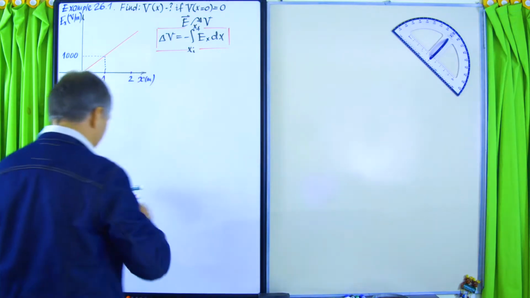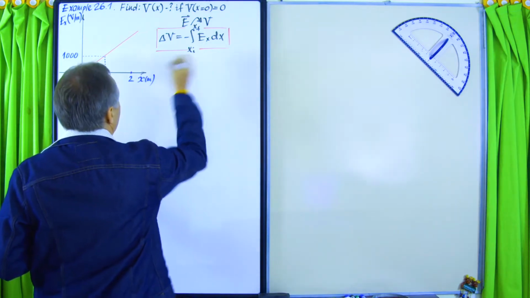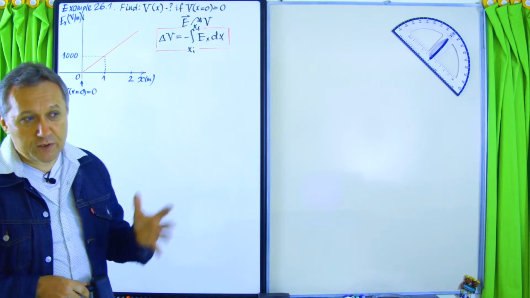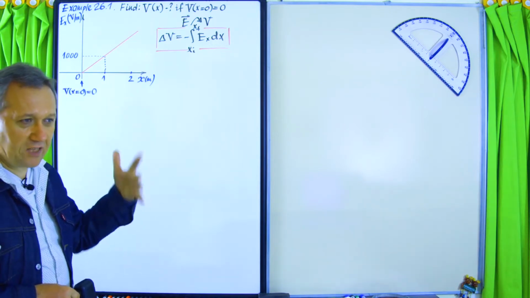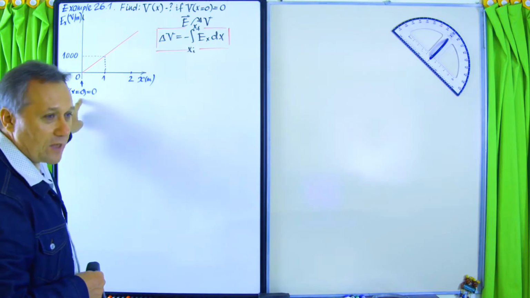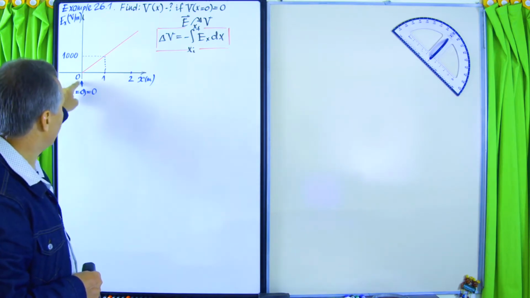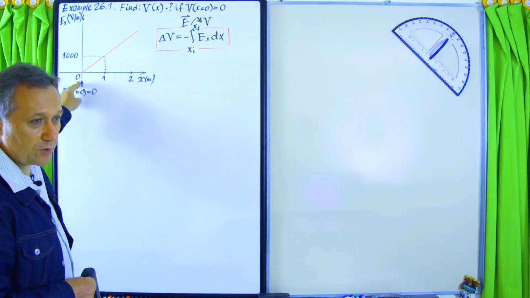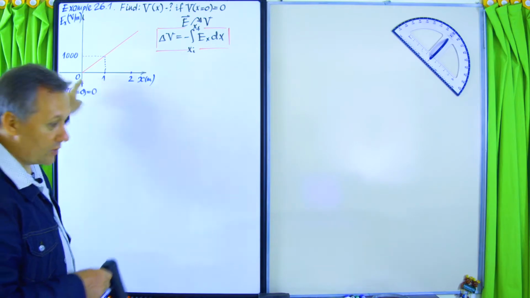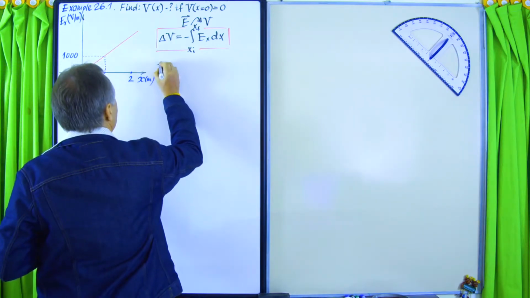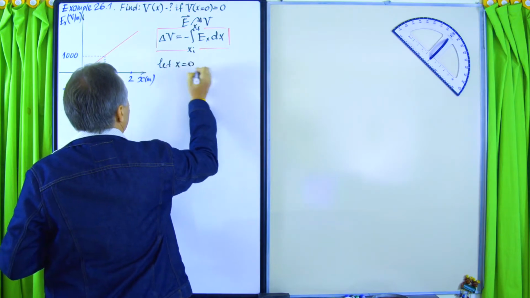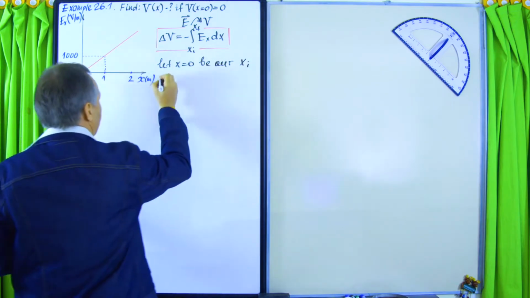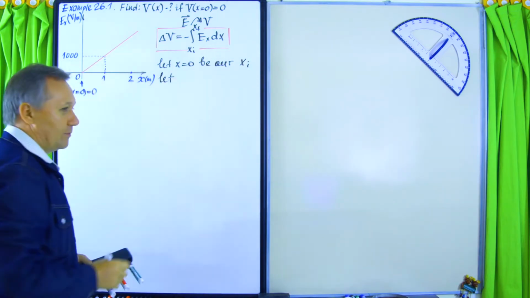Okay, let me do that. So first, the initial point. Which point should be used as initial? Usually at this point, students can easily tell. Since we have some information about the electric potential at the origin, it's a clear indication that this point should be used as our initial point. So let me write: let x equal 0 be our x initial. Then, about the final point.